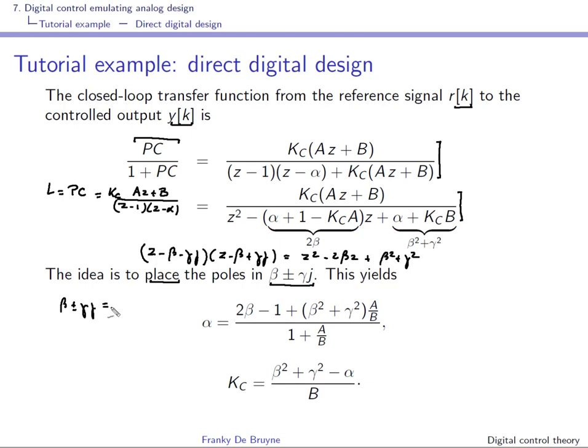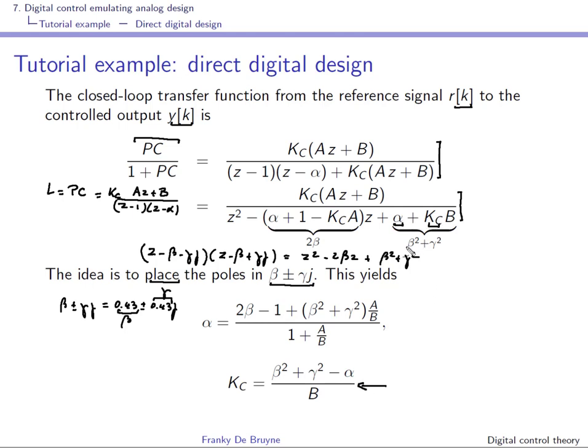We have seen it from the diagram, and it's 0.43 plus minus 0.45 j. So this is beta and this will be gamma. So what we can now do is solve a system of equations with two equations and two unknowns. The unknowns are alpha and Kc, right? And you can see from this equation that Kc is obtained rather easily, right?